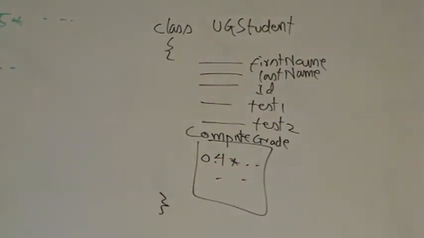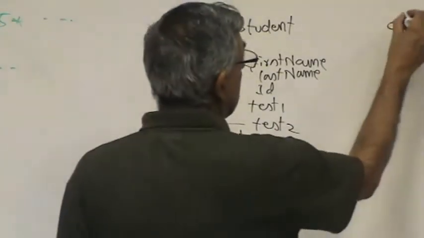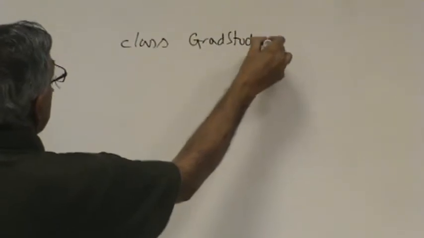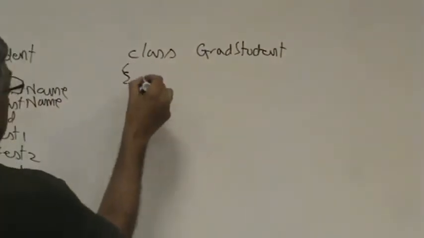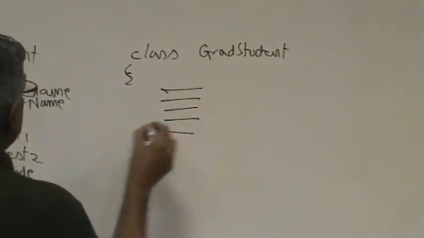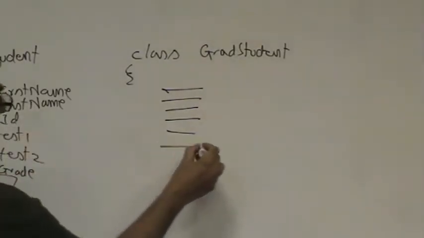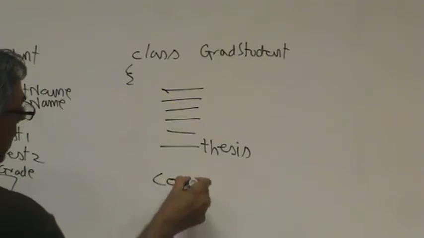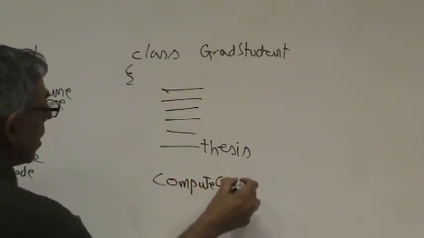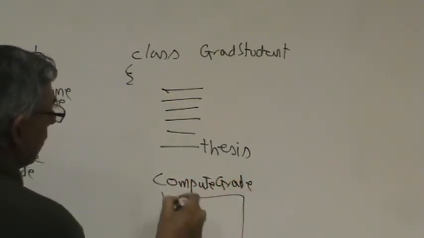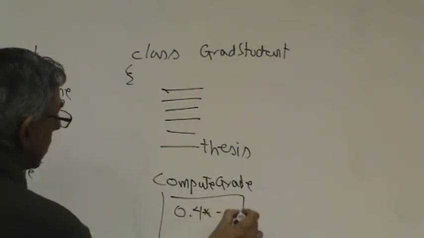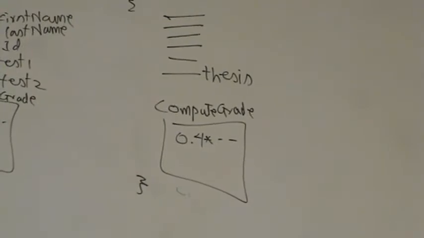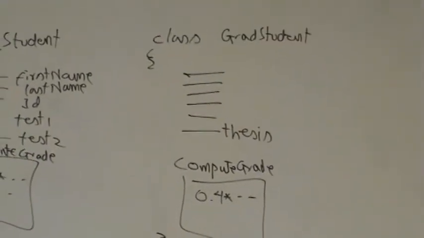Okay, then you'll start with the grad student. Okay, and let's pretend that these 5 fields are the same, but the extra field is the thesis. And you will write the code for the compute grade, and 0.4 times, so same formula. So as soon as you have created these 2 classes, what will you do?